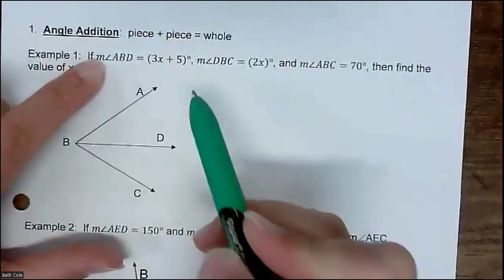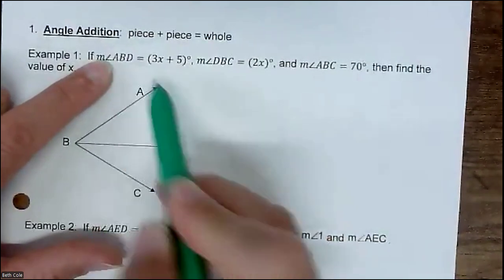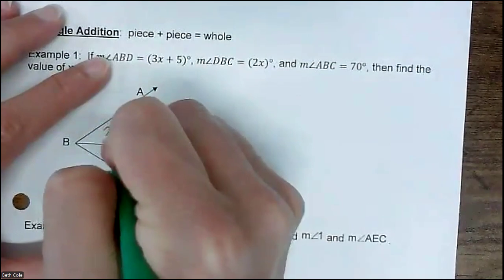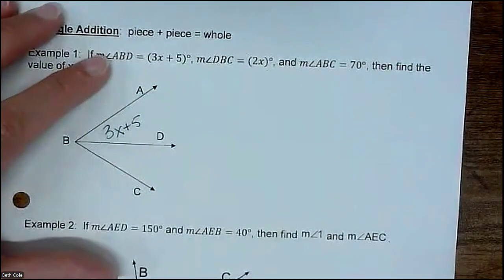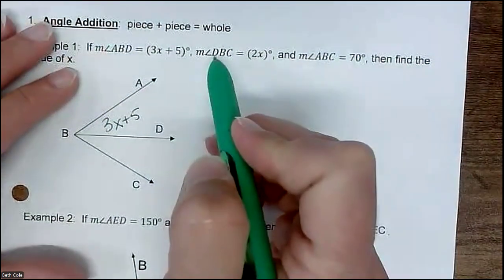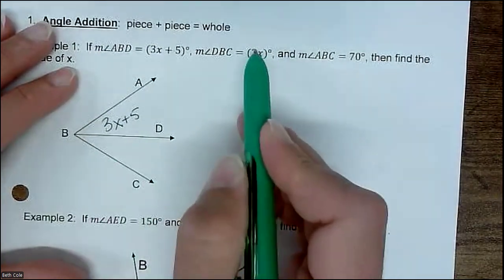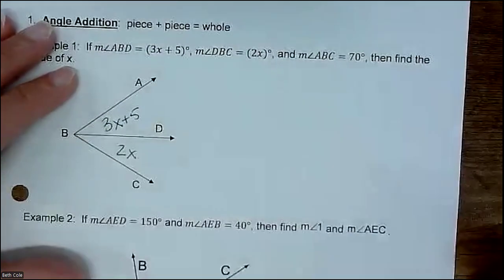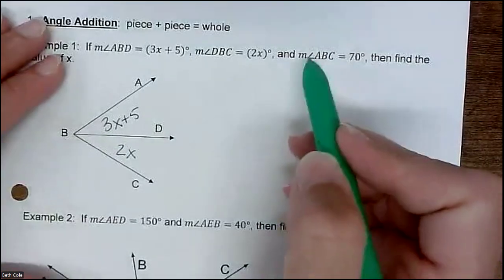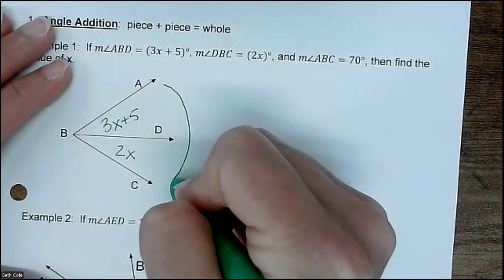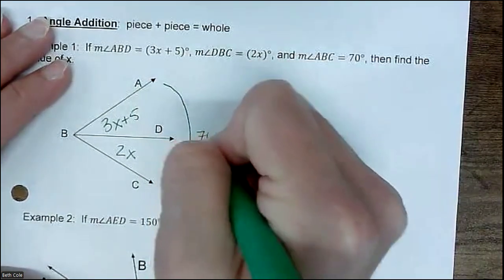So let's go ahead and label. And you have to be careful with the letters. ABD, so ABD is this one right here. That's 3x plus 5. So we're going to go ahead and label that. And then it says DBC, so this one is 2x plus nothing. And then it says ABC. Now that's the whole thing, and it is 70.